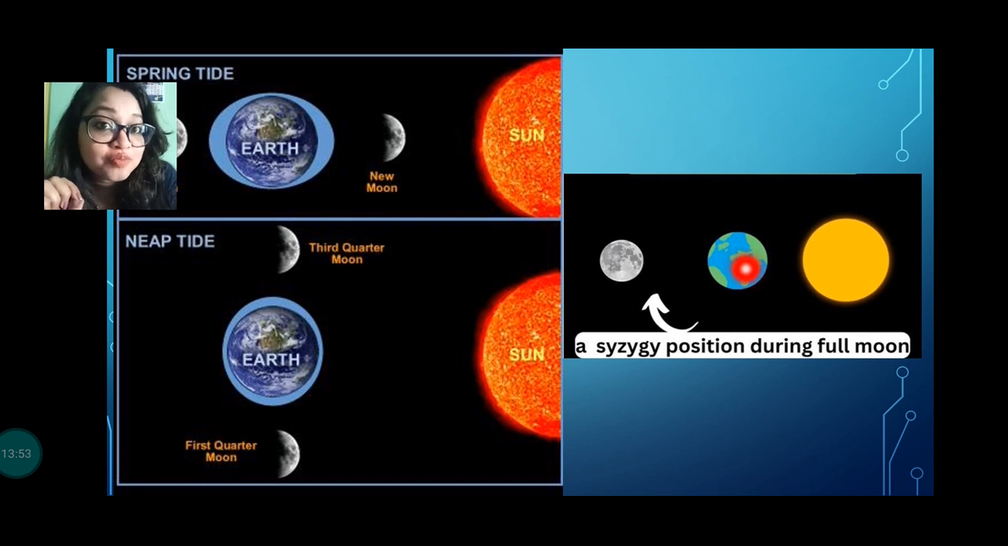This is the opposition position. Just remember, if the earth is in these positions and the sun and moon are on this side, then that is the opposition position. Here this is the spring tide, as you can see, and on either side, this is the neap tide. In these two positions there is no water rising, so this is the neap tide.